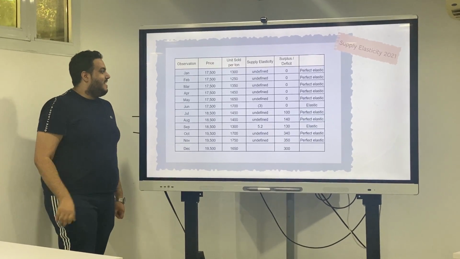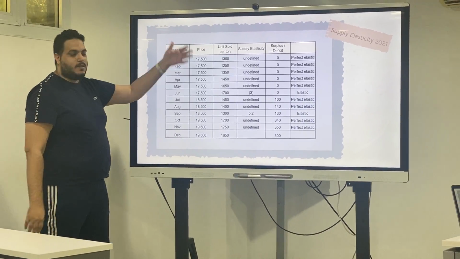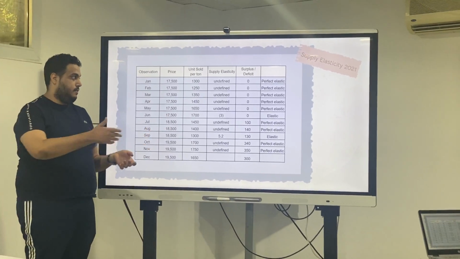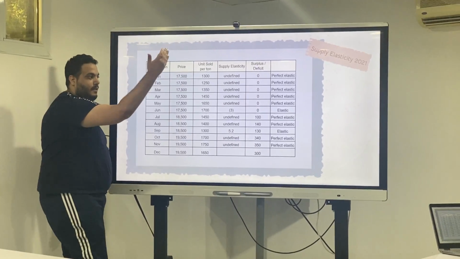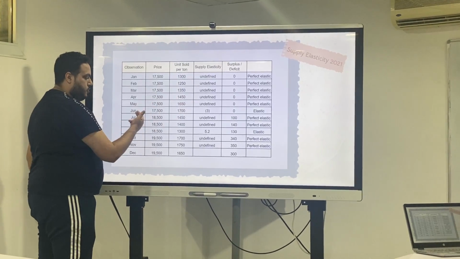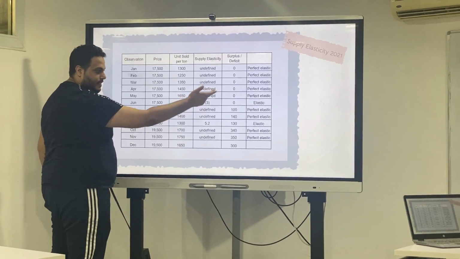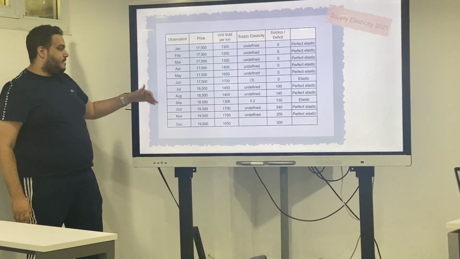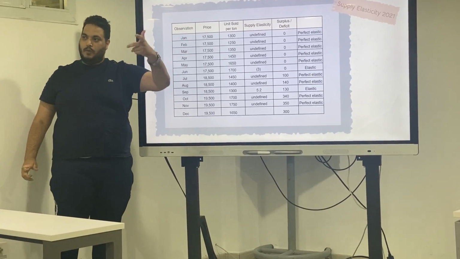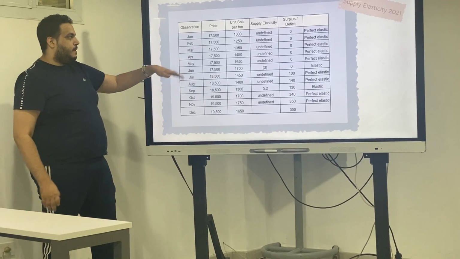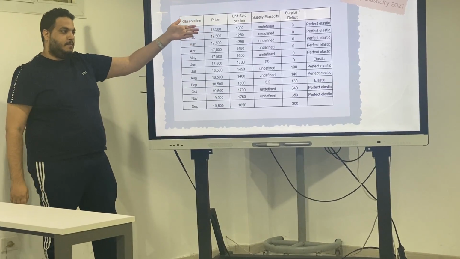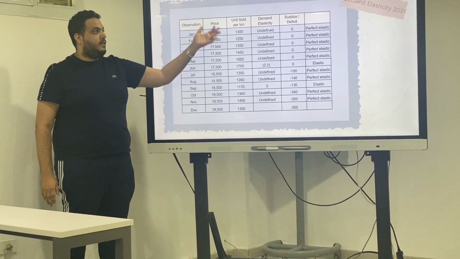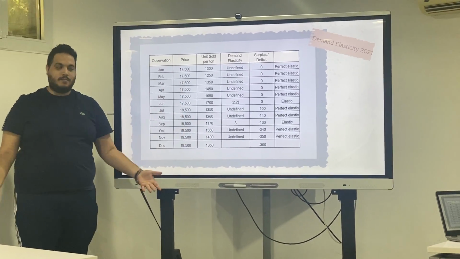Okay. So here's what we said in the graphs. We have an undefined, a perfect elastic, and we have June and September. It's elastic as we saw. We've calculated June and September with the midpoints, and we've done all the calculations. Okay. So that's the supply elasticity. For the demand elasticity, we have the same thing.